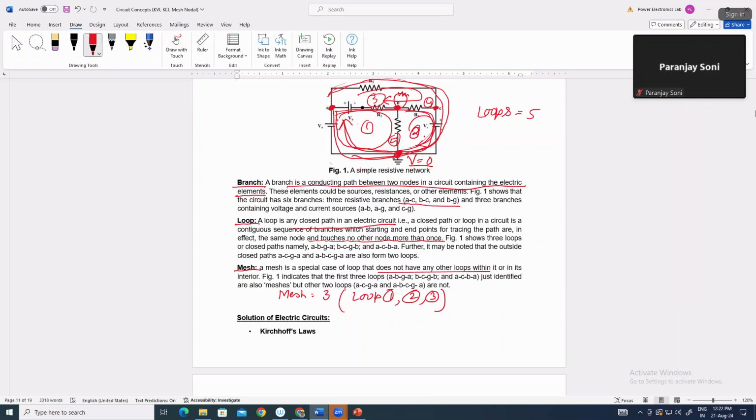सर, 1 and 3, 2 and 3, ये क्या मेश होगा? उसमें भी कोई अंदर एक लूप नहीं आ रहा ना? नहीं नहीं, एक्चुअली 1 और 3 ऑलरेडी अपने में लूप है, तो दोनों को मिला के हम मेश नहीं बना सकते। ओके सर। तो इंडिविजुअल लूप्स होंगे, जिसके अंदर कोई भी अदर लूप नहीं आ रहा है, वही मेश होगा, राइट?